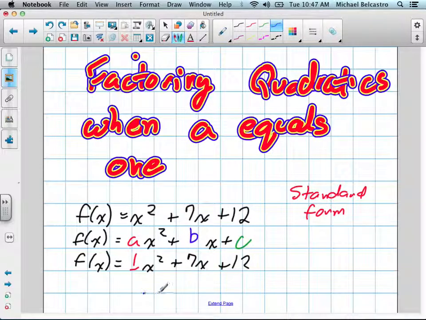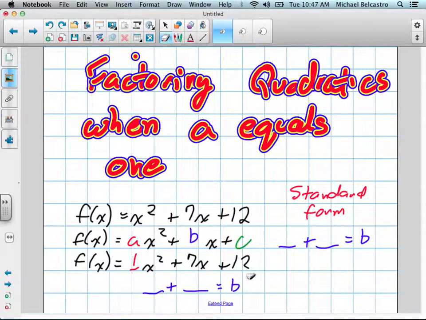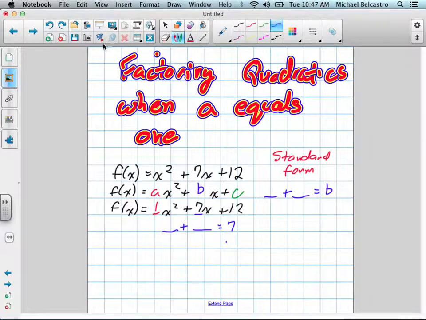We need two terms that add to b. Okay? So actually I'm going to write that over here. They add to b. And in this case, what is our b value? 7. Okay? So in this case, we need two terms that add to 7.